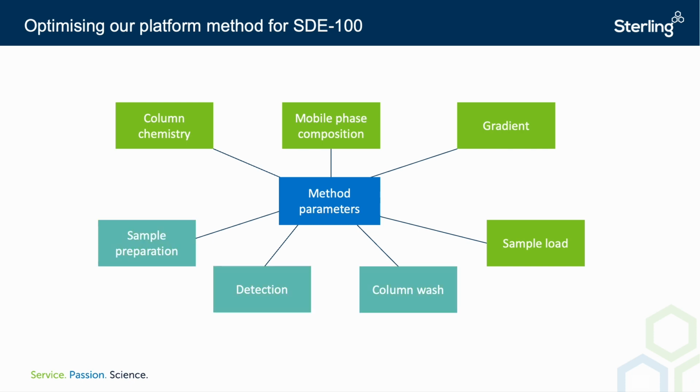For the SD100 project, the following had to be altered for our HIC method: sample prep, detection, and we needed an addition of a column wash. We'll quickly cover why and what was done in the next few slides.